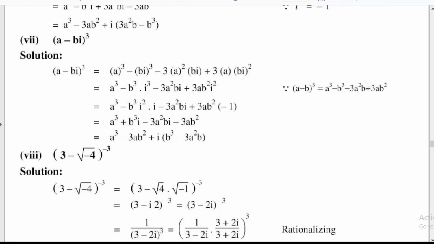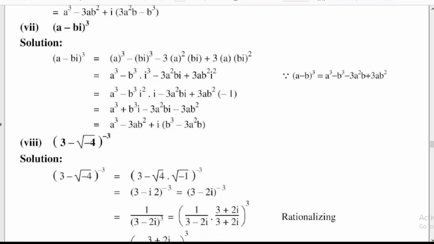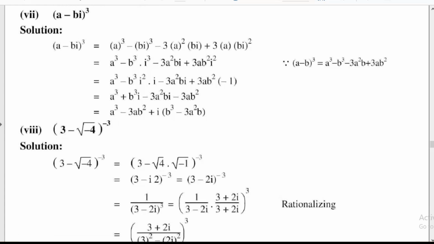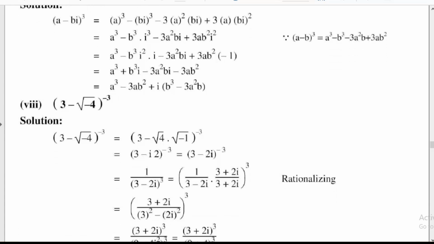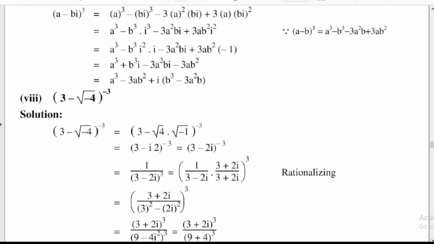So taking it to the denominator form, the power will be positive: 1 divided by (3 - 2i)^3. So by rationalization, 1 divided by (3 - 2i), multiplied by (3 + 2i) divided by (3 + 2i). So (3 + 2i) divided by (3 - 2i)(3 + 2i), which can be written in formula form as 3^2 - (2i)^2, whole power 3. So (3 + 2i)^3 divided by 3^2, that is 9, minus 4i^2, equal to i^2.